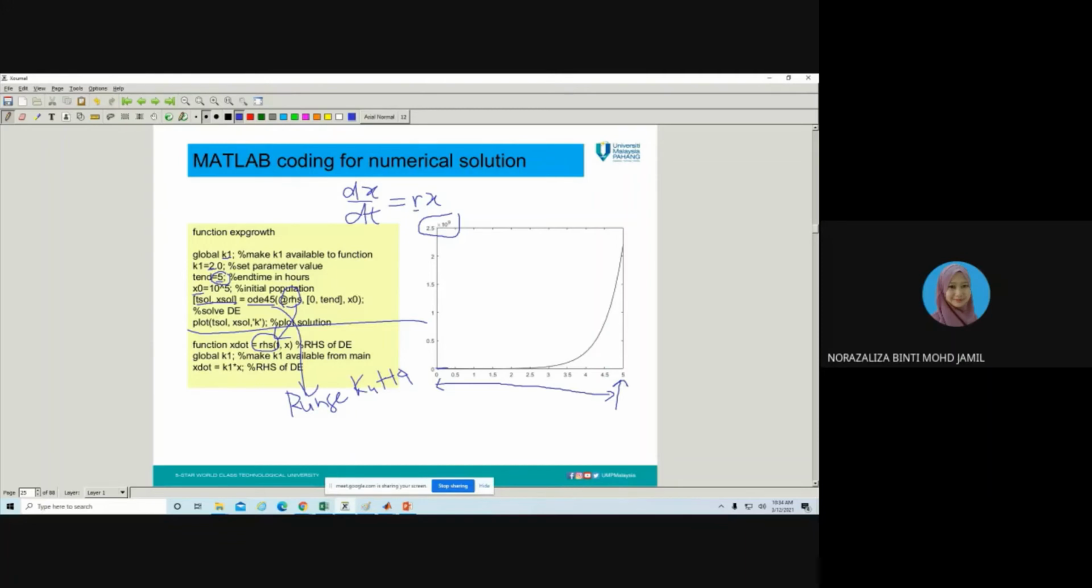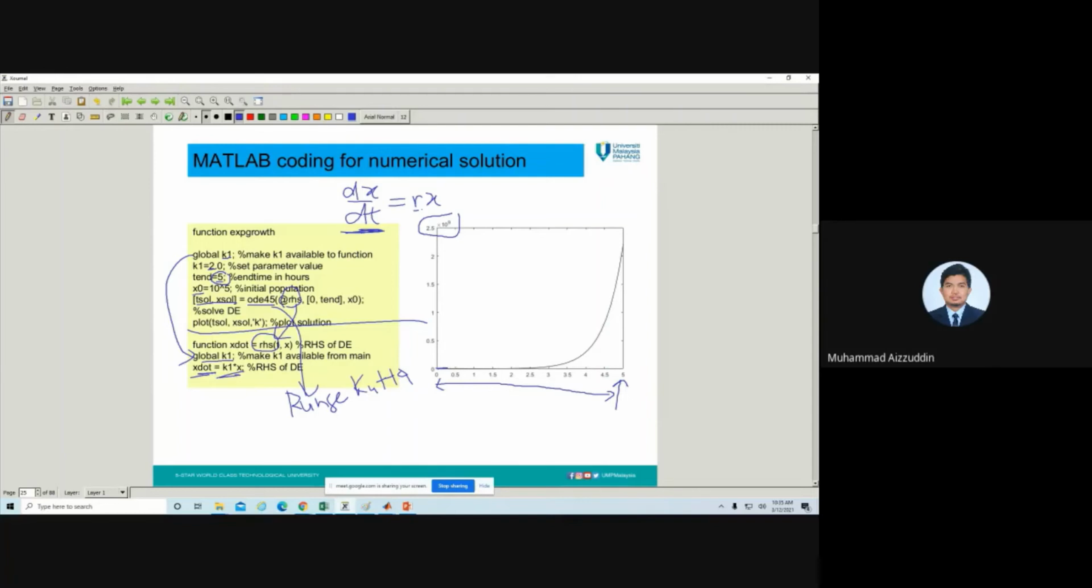So what is the RHS function? It takes global K1 because we want to use the same value of K1. So it's easy to just write global K1. And x dot is this, dx/dt. K1 times x is the formulation for R times x. Where do you get the ode45?